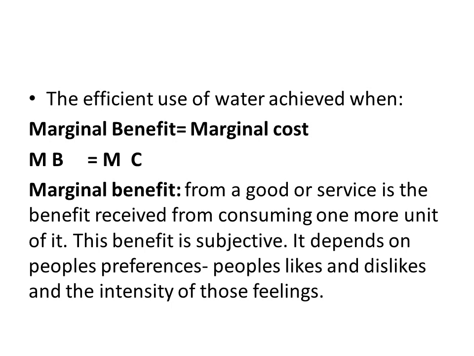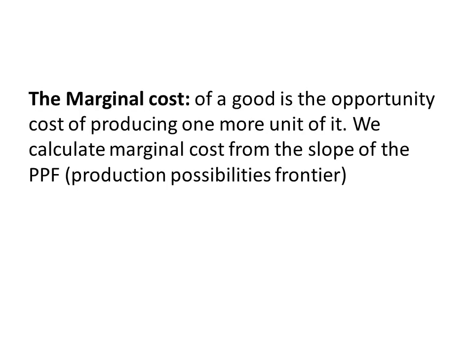Marginal benefit from a good or service is the benefit received from consuming one more unit of it. Again, what do we mean by marginal benefit? Marginal benefit from a good is the benefit received from consuming one more unit of it. Marginal cost of a good is the opportunity cost of producing one more unit of it. We calculate marginal cost from the slope of the PPF, the production possibility frontier.